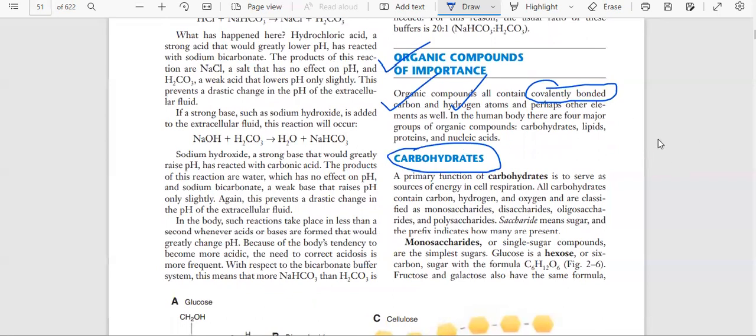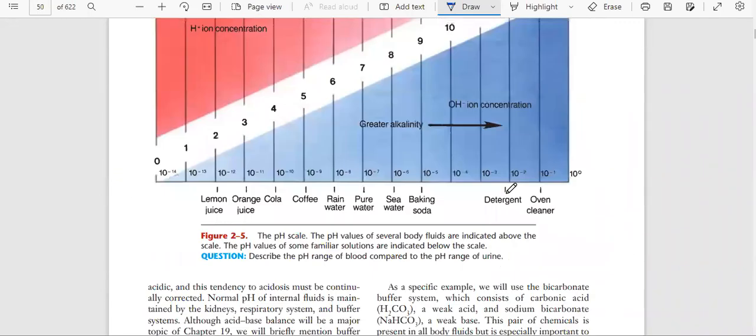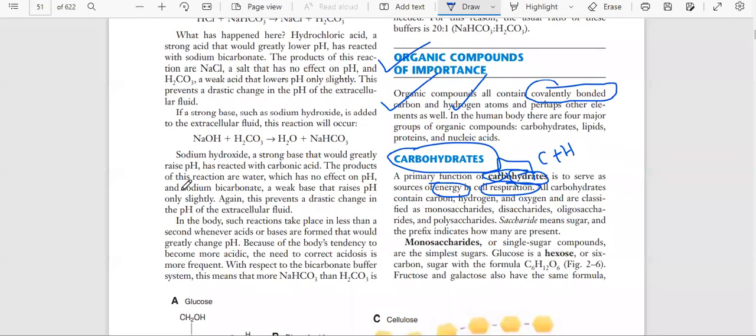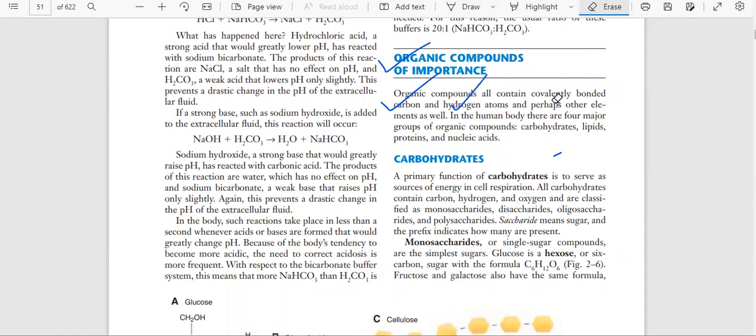Carbohydrates means we have carbon and we have hydrogen. From the combination of carbon and hydrogen, we get carbohydrates. From carbohydrates, we get energy for cell respiration. In the last cell respiration topic, we talked about glucose, which is a carbohydrate, oxygen, carbon dioxide, water, ATP, and heat. With the help of oxygen, all these come into contact. That's the reason we need oxygen to do any type of work. So we have energy in the carbohydrates.